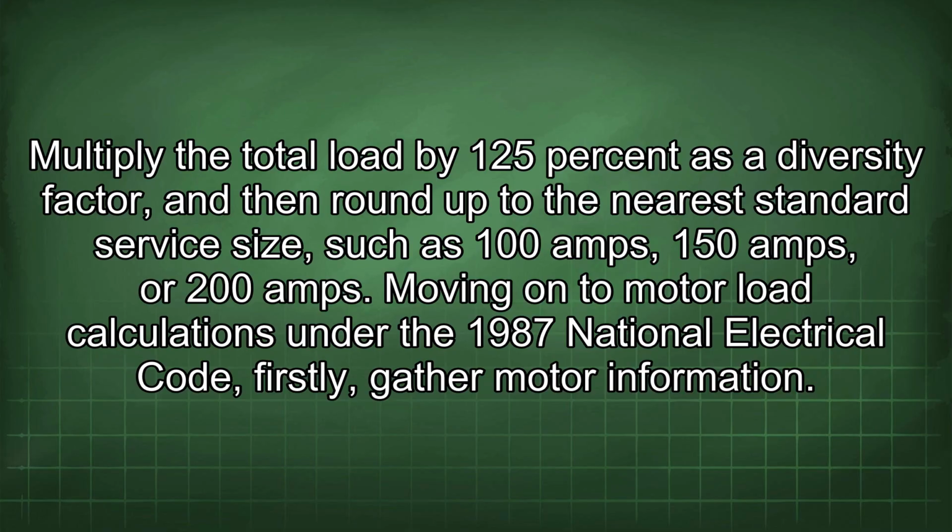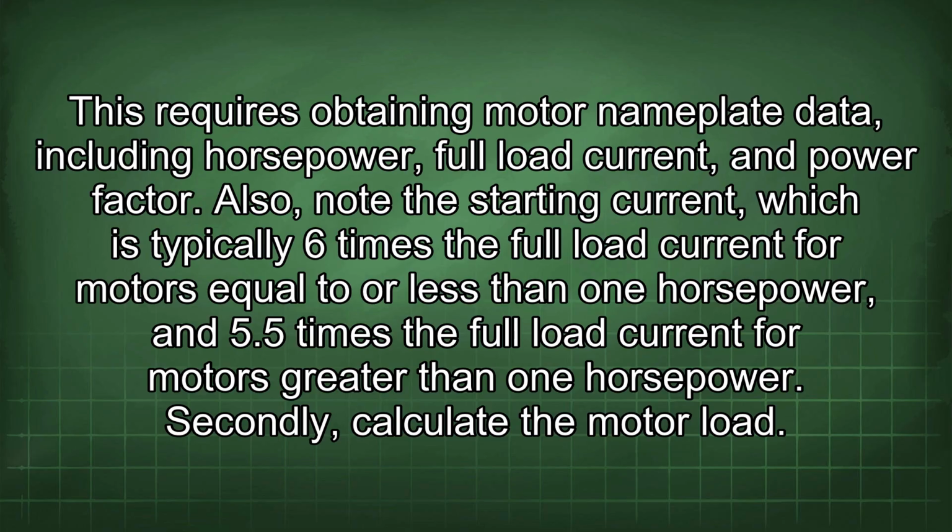Moving on to motor load calculations under the 1987 National Electrical Code. Firstly, gather motor information. This requires obtaining motor nameplate data, including horsepower, full load current, and power factor. Also, note the starting current, which is typically 6 times the full load current for motors equal to or less than 1 horsepower, and 5.5 times the full load current for motors greater than 1 horsepower.